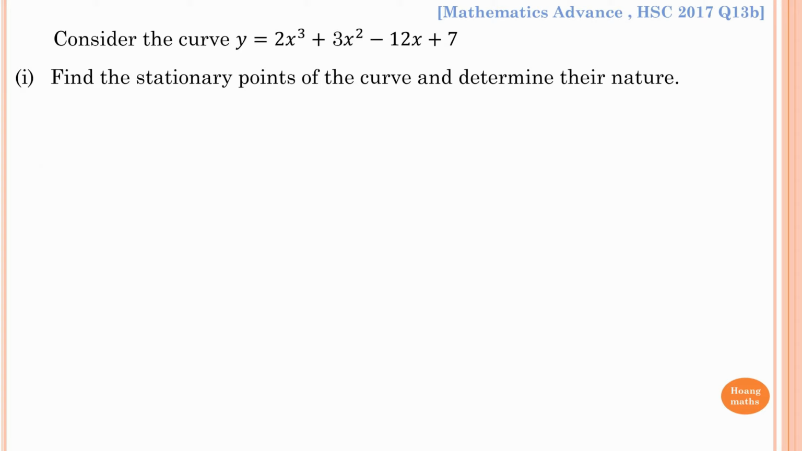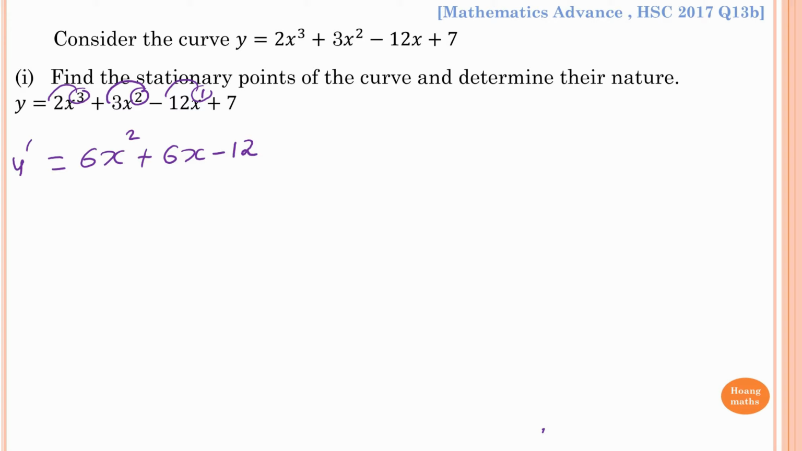To find the stationary points, that's when y dash is equal to 0. Given that y is equal to this, first of all we differentiate. y dash is equal to: the 3 comes down, so 2 times 3 is 6, x to the power of 3 minus 1, so x squared. Plus the 2 comes down, so 3 times 2 is 6, x to the power of 1. Then the 1 comes down, 1 times 12 is 12, so minus 12, and x to the power of 0 is 1. Differentiating 7 gives 0. So y dash is equal to 6x squared plus 6x minus 12.